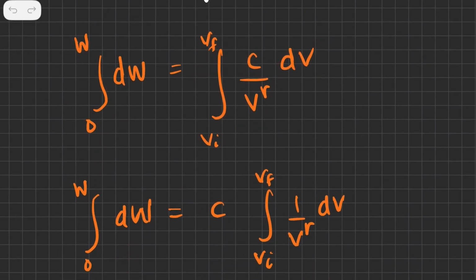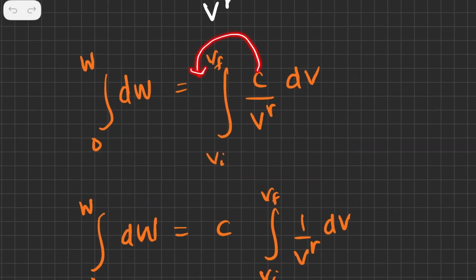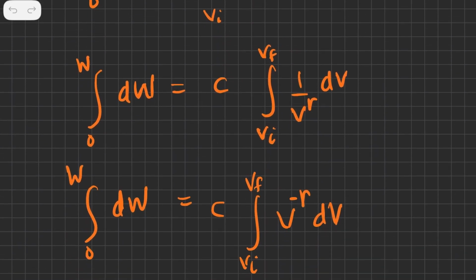Now from the rules of integration, we know that the constant terms can be thrown outside, so that C comes outside. In the next step, we have taken this V raised to gamma from the denominator to the numerator. Because V raised to gamma is positive over here, it will become V raised to minus gamma.